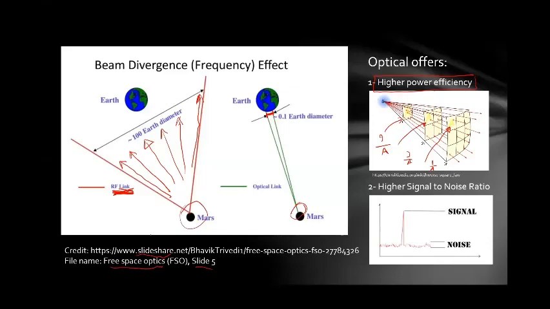And the power is not the main concern here. The main concern is actually the signal to noise ratio. So what does that mean? Signal to noise ratio is how much signal we have in what we are transmitting relative to the noise that we have.